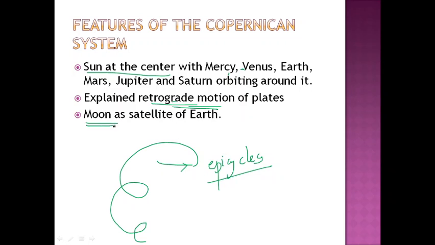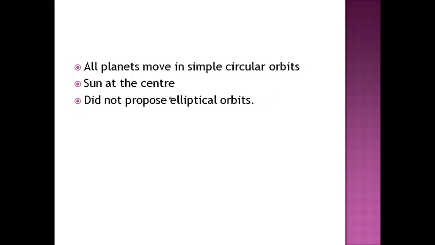Then the moon was not assumed simply as a planet in this model. It was observed that the moon is a satellite of Earth. In the earlier models, the moon was also considered to be orbiting the sun. The moon was also assumed to be a planet. Now the moon is assumed as a satellite of Earth. And what are the orbits of the planets? All planets move in simple circular orbits with the sun at the center. The Copernican model did not propose an elliptical orbit because of the aesthetic beauty of circles. He also proposed a circular orbit for planets.